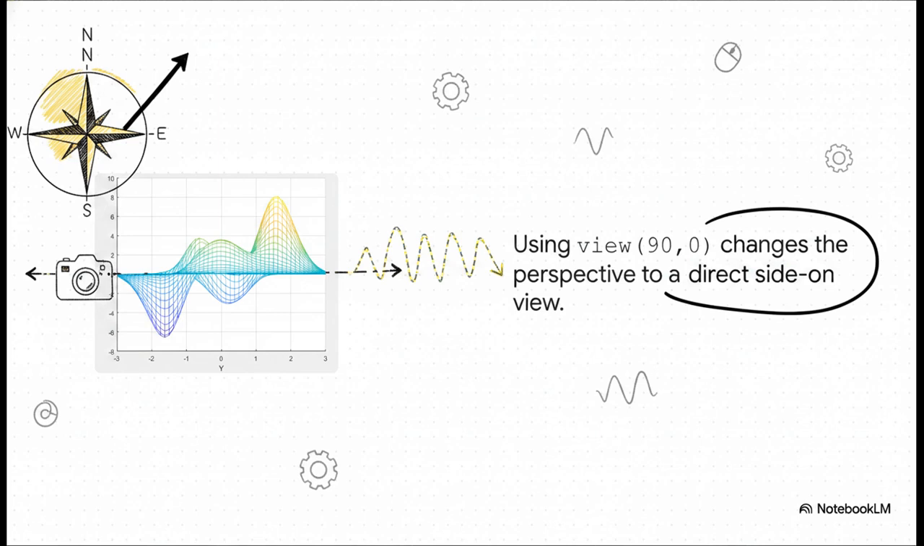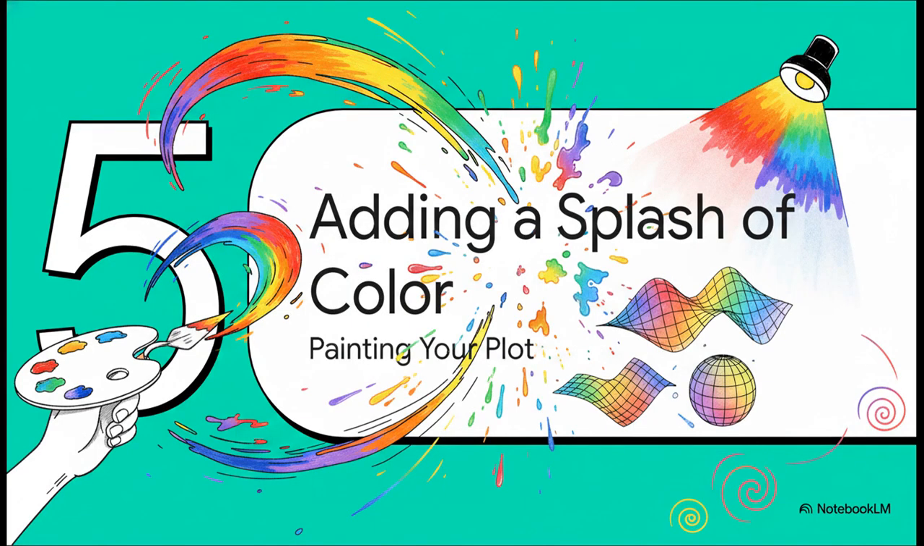And here's a perfect example. We set the view to an azimuth of 90 degrees and an elevation of 0. And what do we get? A perfect, direct, side-on view. This is so useful when you want to flatten the image out and see the profile of your data from one specific direction.